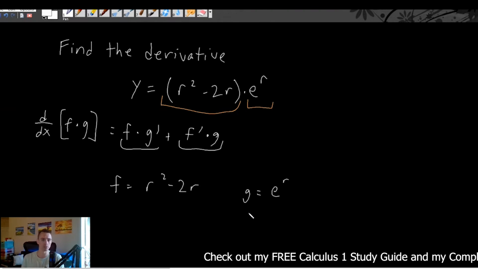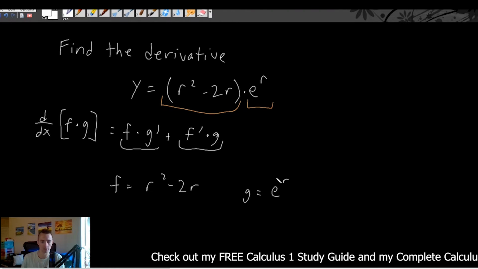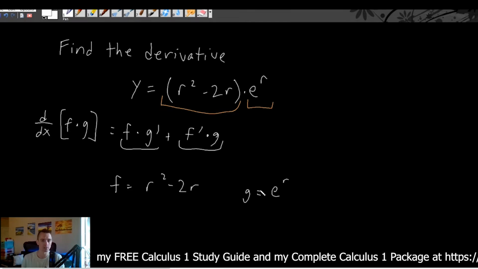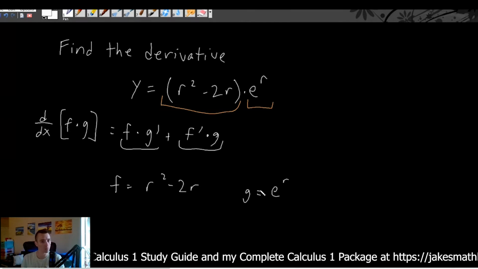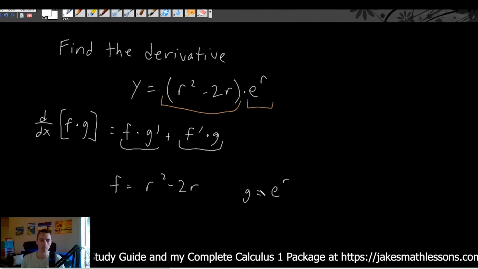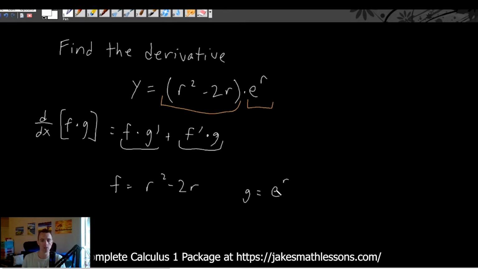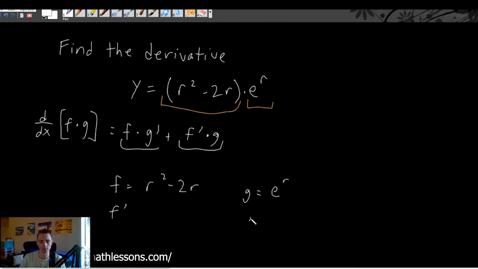It doesn't really matter which is which, right? We could call this f and this g, or we could call this f and this g. That's what's kind of nice about the product rule, is it's going to end up working out right either way. So let's go ahead and just say that r squared minus 2r is f, e to the r is g. Okay, so that's step one, is designating which thing you're going to call f, which thing you're going to call g. Once you do that, the next step is to take the derivative of each of those things.